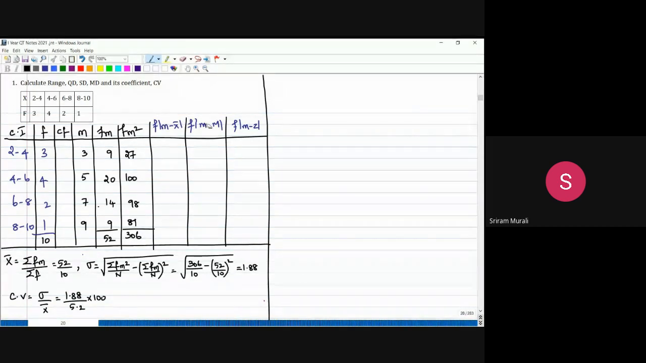Okay, now the range. What is the formula for range? L minus S. What is the largest value in your x? This class interval is acting as x, so this is the largest, this is the smallest. Therefore, I say this is 10 minus 2. What is the coefficient of range?